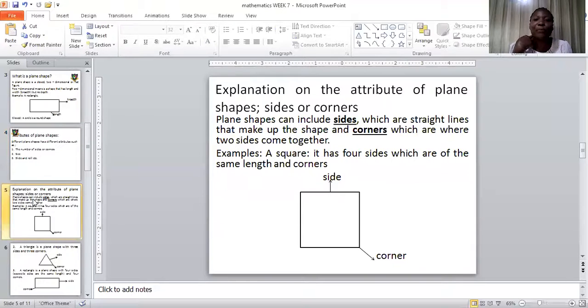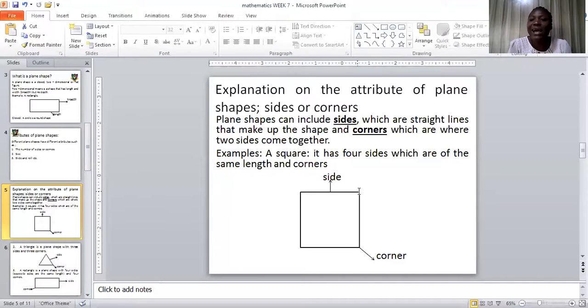Explanation on the attributes of plane shapes: sides or corners. Plane shapes include sides. Sides are straight lines that make up the shape. You can see the straight line from where this arrow is to this end is a side. A side is a straight line. Then we have corners.